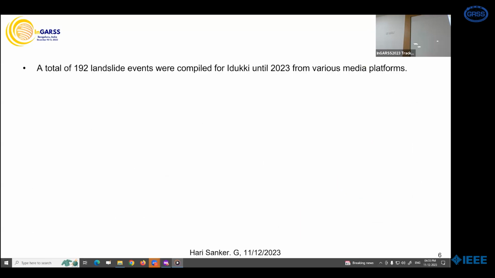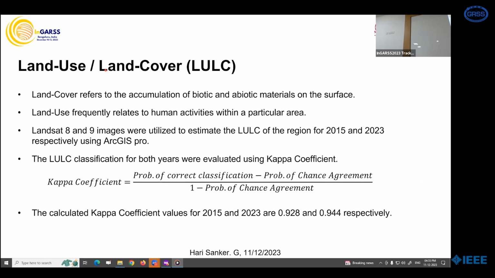For the landslide inventory, a total of 190 landslide events were identified up to 2023 from the various media platforms that have reported landslide events. Among the various conditioning factors, land use and land cover are quite important because they vary over time and thus may create variations in the landslide susceptibility of the region. Here we have used Landsat 8 and 9 images for estimating the land use and cover of the region for both 2015 and 2023, and we did that using ArcGIS Pro.